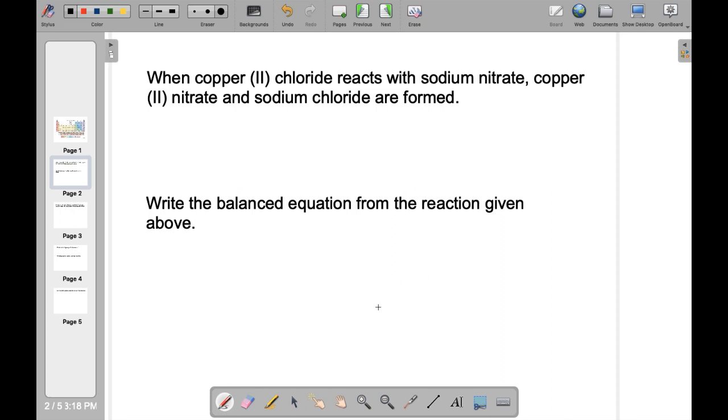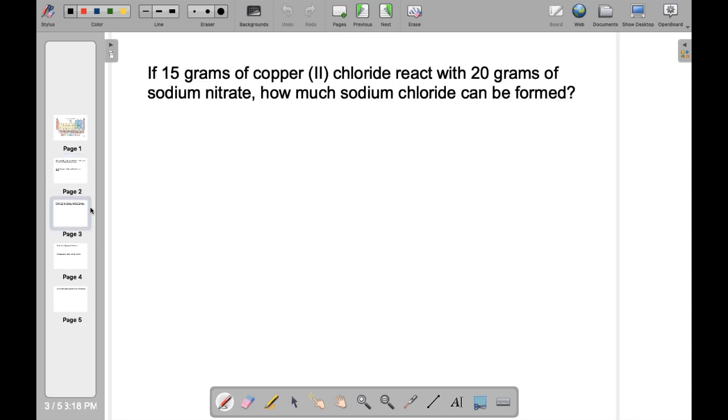First of all, let's look at this problem. When copper 2 chloride reacts with sodium nitrate, copper 2 nitrate and sodium chloride are formed. Write the balanced equation from the reaction given above. Now that seems fine. We've done that before. If 15 grams of copper 2 chloride react with 20 grams of sodium nitrate, how much sodium chloride can be formed?